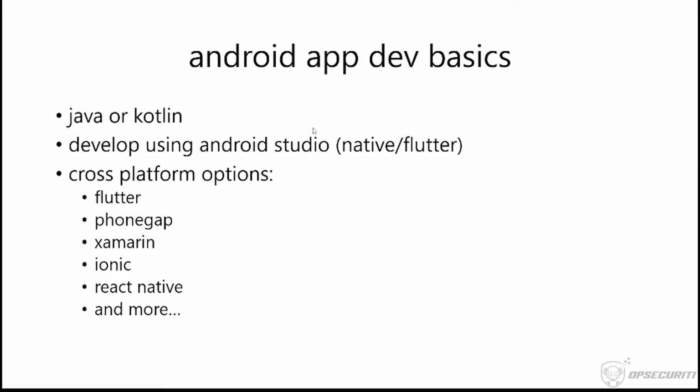So you can use Android Studio to develop native applications, or Flutter. Flutter is a cross-platform option, and in cross-platform options, there's quite a few. With Flutter, you develop the application in Dart, with PhoneGap in HTML, CSS, and all that. Xamarin is in C#, and Ionic, I think, is a JavaScript framework.